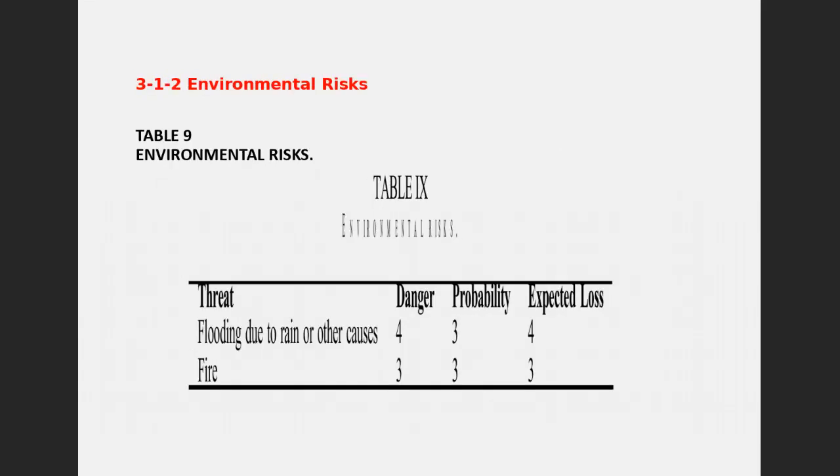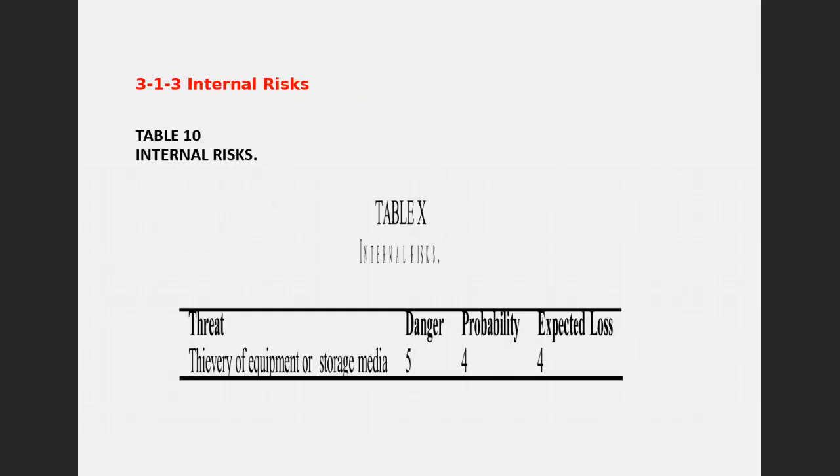The second kind, which we explained in the beginning, is the environmental. Environmental is around the risk, like something happening, like fire, flooding. And these numbers, as we say, from 1 to 5, give us an idea how much is the danger and how much, if it happens, we will lose, as we see in the slide.